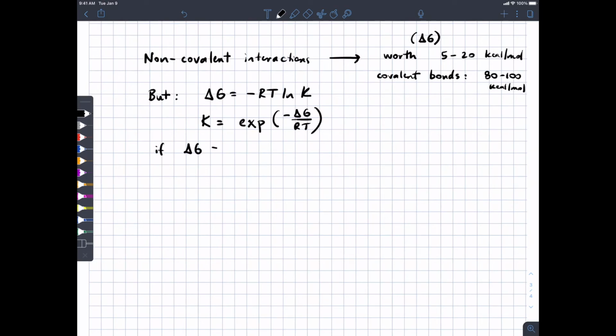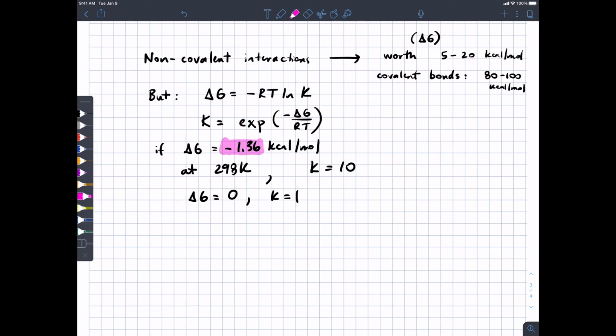If you let delta G equal minus 1.36 kilocalories per mole, and if the temperature is 298 Kelvin, then K equals 10. I suppose it goes without saying that if delta G equals 0, K equals 1. So even a small difference in free energy between having an interaction versus not having an interaction can end up making a huge difference in equilibrium constant. You can go from 1 to 1 to 1 to 10.